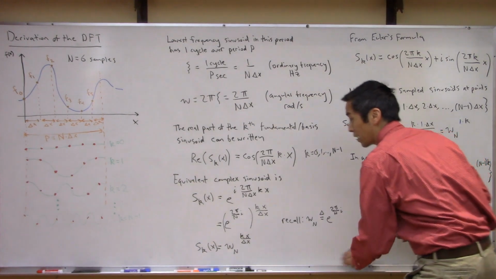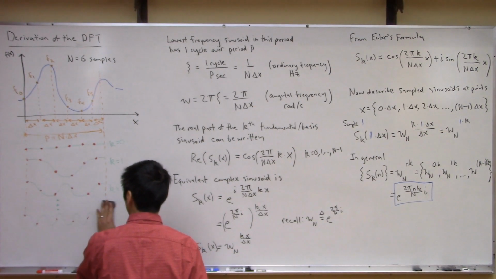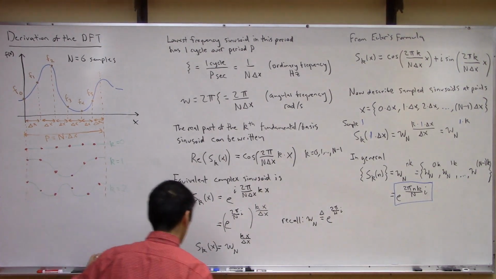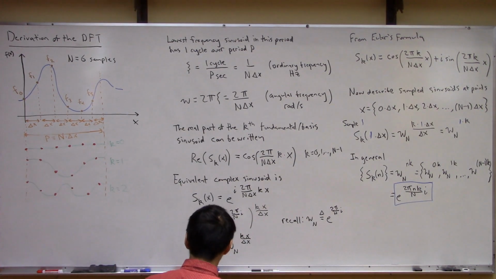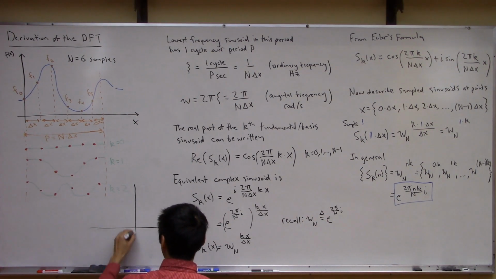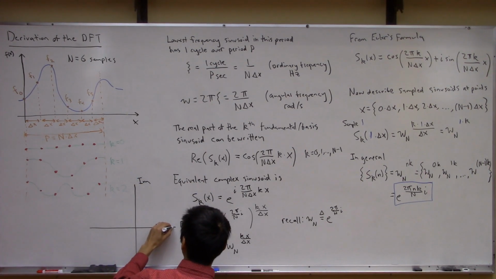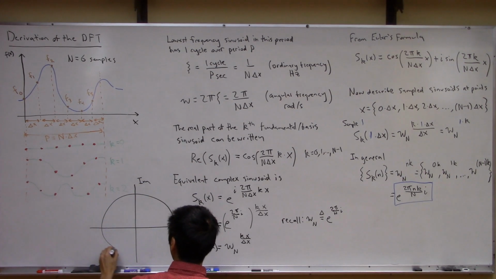Okay, so let me clear a little bit of space. Let me get rid of this. Well, I tell you what, let's do this. You will see the picture. Okay, so what we're going to do now is draw the real and imaginary axes, the complex plane. Let's put a unit circle on this.